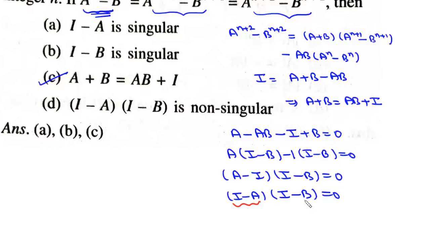But in the question it says B and A are matrices different from I. So if B is unequal to I, that means I minus A inverse must not exist, and it will not exist if determinant of I minus A is 0. And with the same logic, if I is unequal to A, then this determinant must be 0. Inverse of I minus B should not exist, so this determinant of I minus B will be 0. So I minus A is singular, I minus B is singular, and their product also will be a singular matrix. So this option D is incorrect. So the correct options are A, B and C.